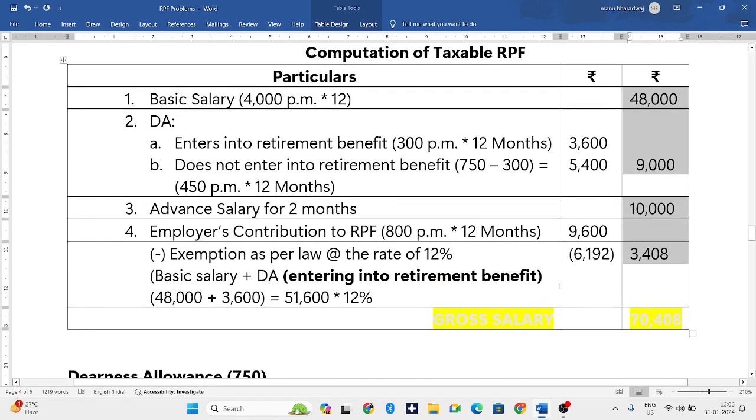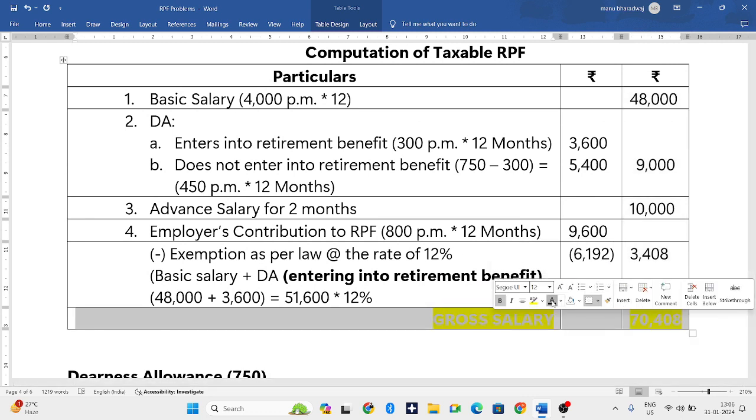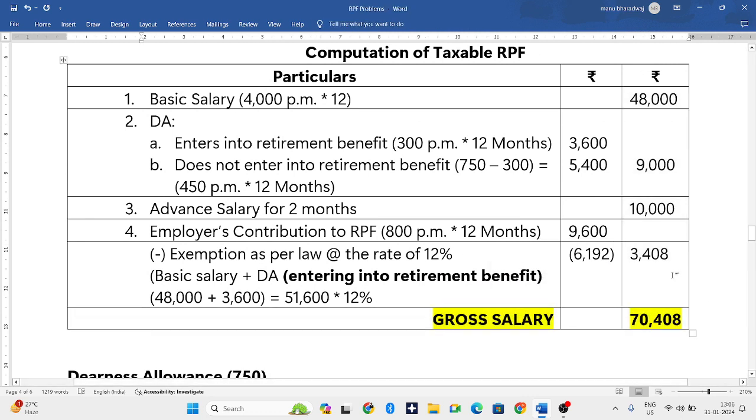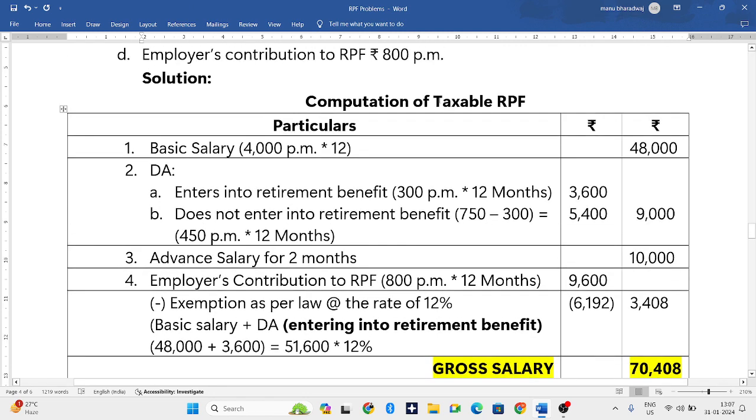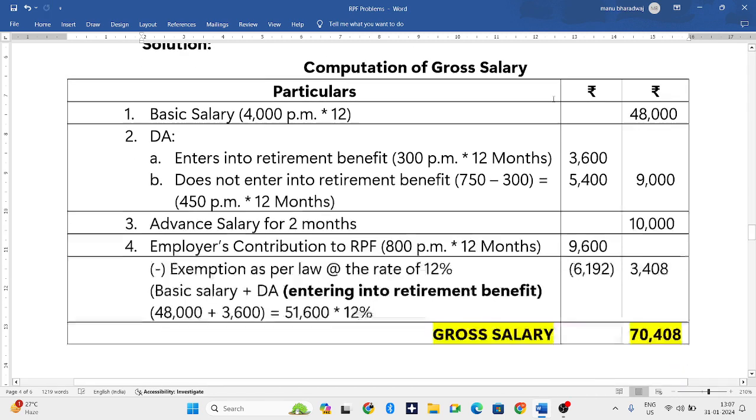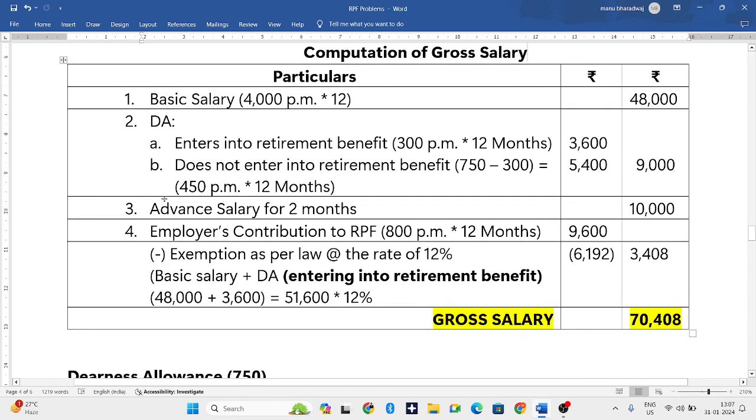Now add the outer column everything. You will get 70,408. That 70,408 is the gross salary. So here you should change the heading to computation of gross salary. So this is how we need to solve the problem.